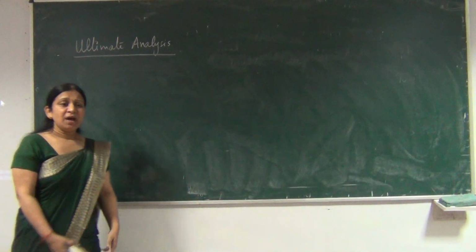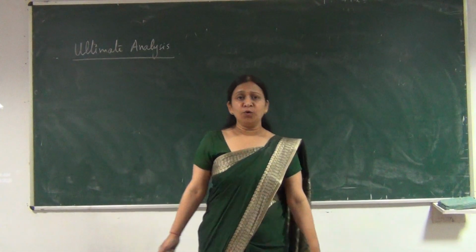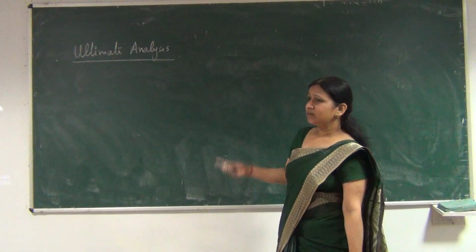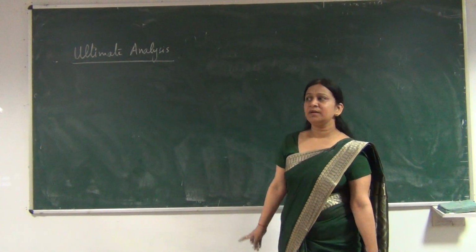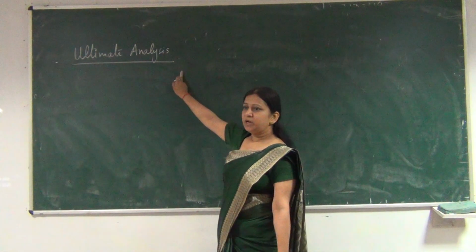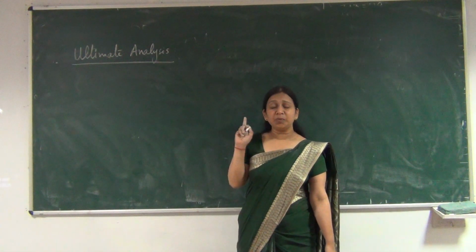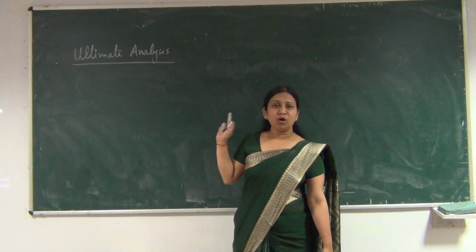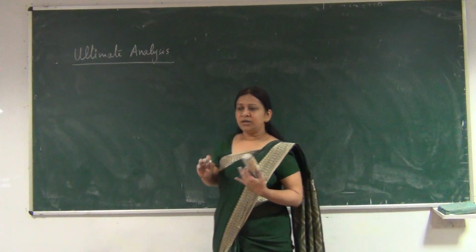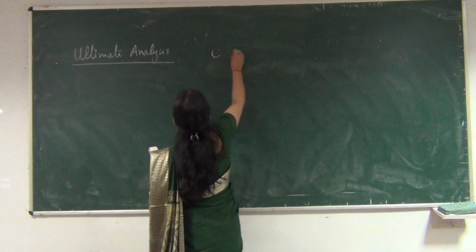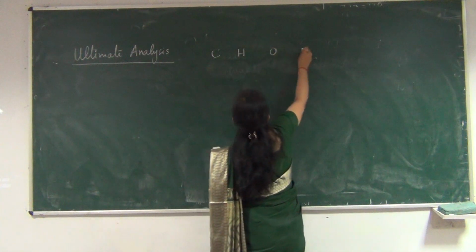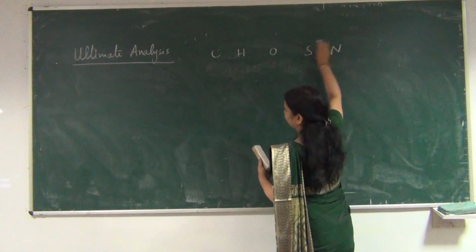Then we have ultimate analysis. It is the second analysis for coal. So coal analysis is of two types, proximate and ultimate method. In ultimate method, we determine the exact composition of the content of coal. So the important content of coal are carbon, hydrogen, oxygen, sulfur and nitrogen.